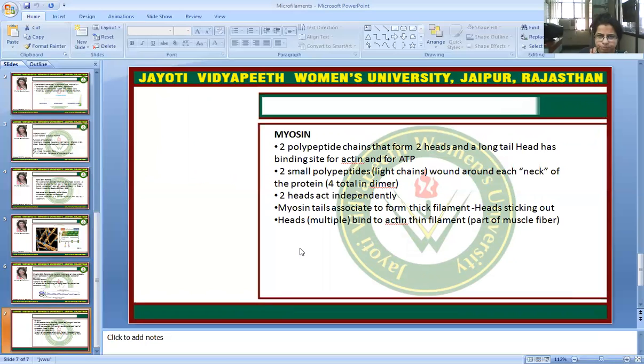Myosin filament has two polypeptide chains, as I have discussed, that form two heads and a long tail. The head has binding sites for actin and for ATP, and two small polypeptides are wound around each neck of the protein. It means you can say there are a total of 4 in the dimer, and the two heads act independently. Myosin tails associate to form the thick filament, with heads sticking out, and the heads multiple-bind to the actin thin filament part of the muscle fiber. So this is the sum up of this session.